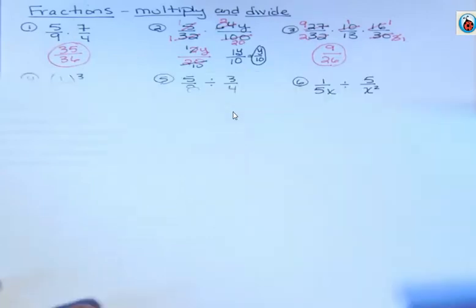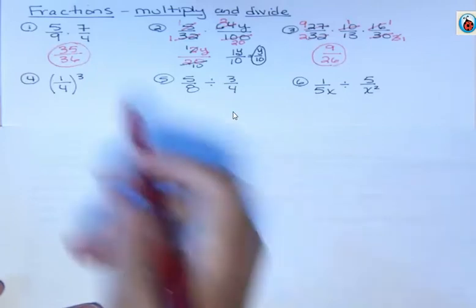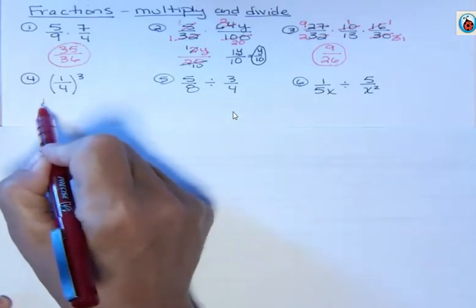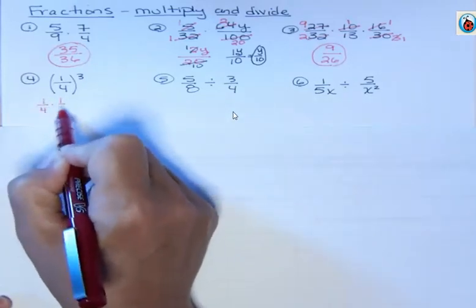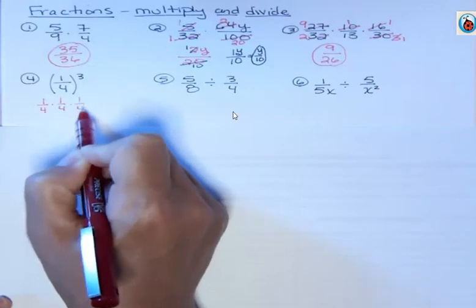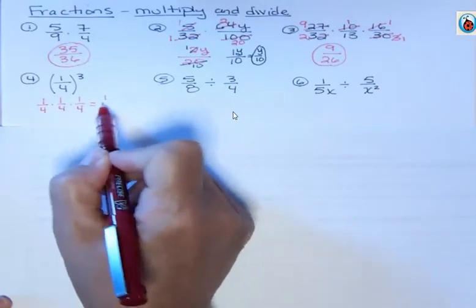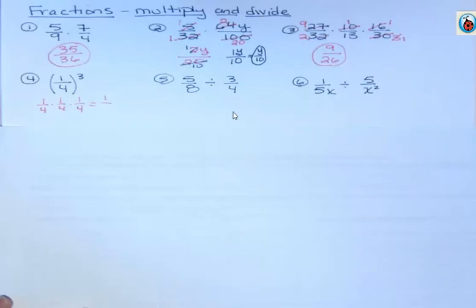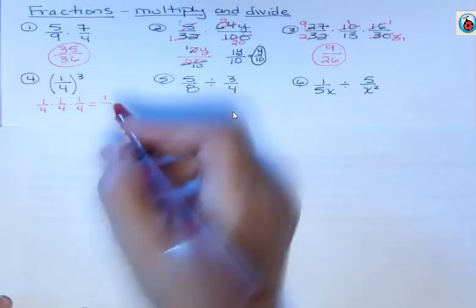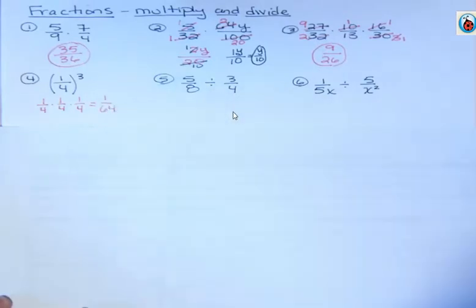Let's take a look at something like number 4 when you have 1/4 to the 3rd power. You can do that on your calculator. I'll show you how. But this is what this means. 1/4 times 1/4 times 1/4. On the top, 1 times 1 times 1 is just 1. On the bottom, 4 times 4 is 16 times 4 is 64. So that would be 1/64.